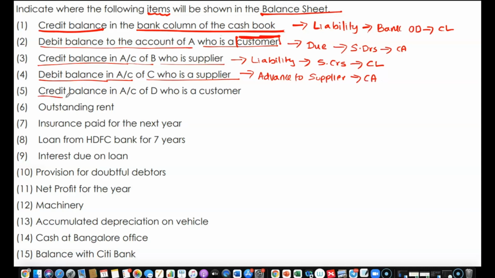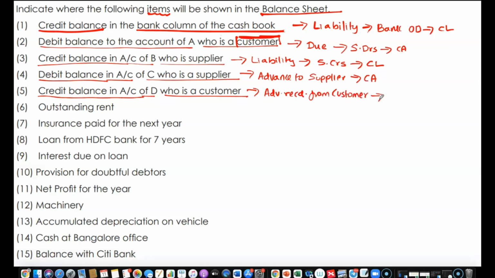Next, credit balance in the account of D, who is a customer. See, a customer account generally will have a debit balance when you sell goods on credit to the customer. But if the customer account is showing a credit balance, it means that the customer has given you advance money. So it is advance received from the customer.